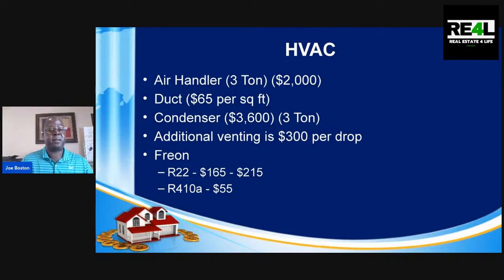So your HVAC system, what that is comprised of is your air handler, and then there's different sizes, and they're measured by tons. And typically, what I've heard is it's about 400 square feet per ton. And that varies depending on the layout of your house, but we use that as a rough guide. Then you're going to need duct, a condenser, additional venting or drops. Those are actually your vents.